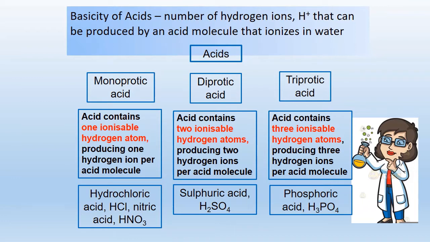Diprotic acid is an acid that contains two ionizable hydrogen atoms, producing two hydrogen ions per acid molecule. Example, sulphuric acid, H2SO4. Triprotic acid is an acid that contains three ionizable hydrogen atoms, producing three hydrogen ions per acid molecule. Example, phosphoric acid, H3PO4.